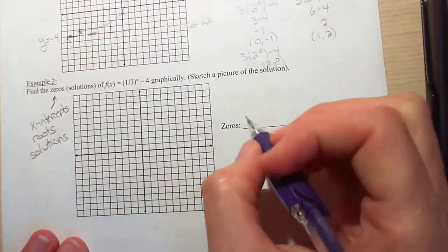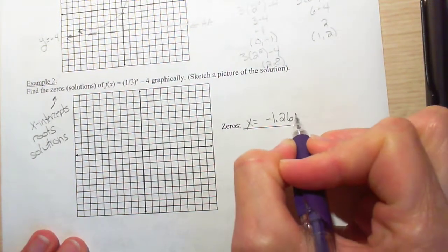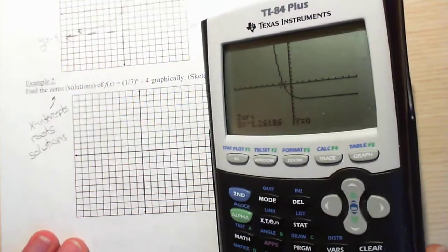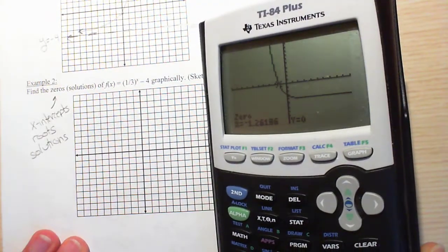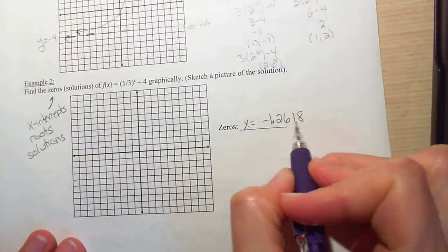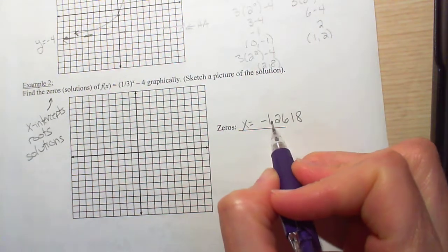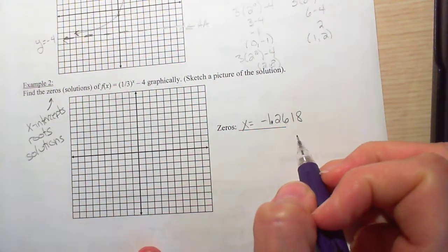-1.2618. So the zeros are x equals -1.2618. So you need to get into the habit now of at least 3 decimal places, 4 if you want to be safe. AP requires 3. So always, always, always at least 3.